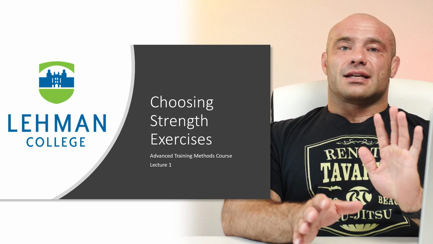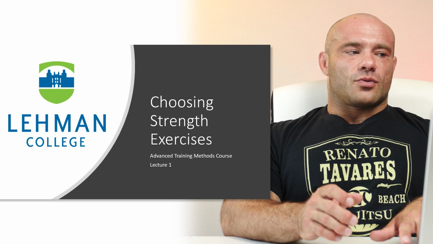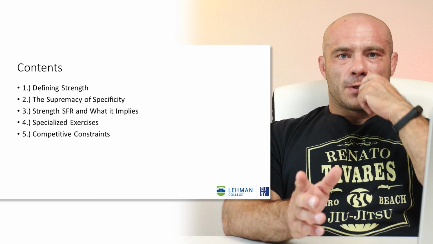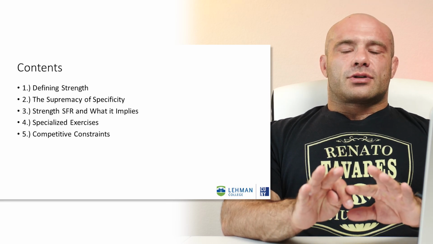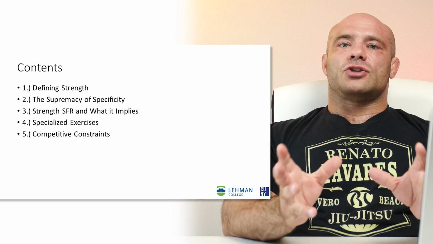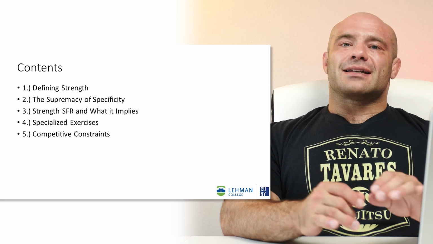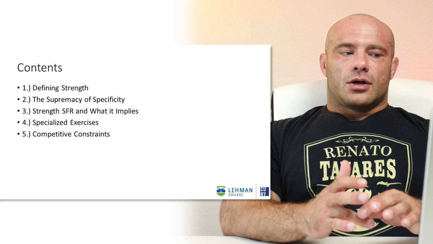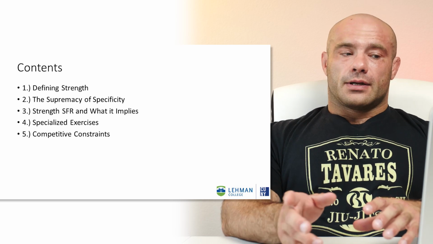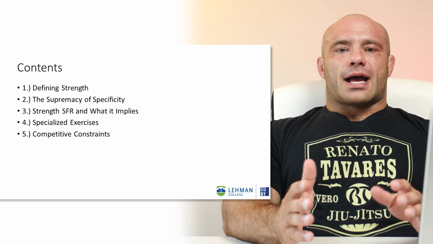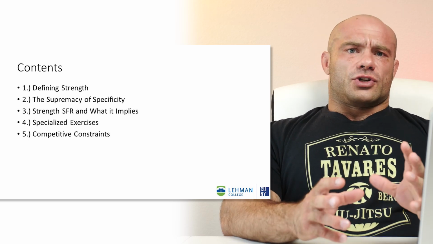All right. So this is lecture number 1 about choosing strength exercises. Let's get right into it. What are we going to be talking about? So first, we have to define strength, so we're all on the same page. Second, we're going to talk about the supremacy of specificity and how that really unites all exercise selection and strength training. We're going to talk about the stimulus to fatigue ratio in the context of strength training, what it means, what it implies. We're going to talk about the role of specialized exercises that are not the core strength movements, where they belong, where they don't. And of course, talk about constraints that arise when you're training for competitive strength athletics versus just getting strong for a sport or just for recreation.